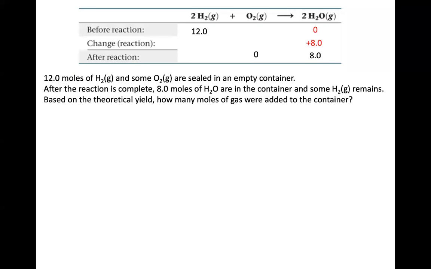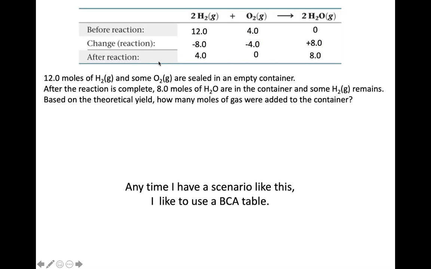Now I'm in business, because as soon as I have one value in the change line, I can look to the coefficients and get the other values. 8 to 4 to 8 is the same as 2 to 1 to 2. You could set up proportions for all of those, but I'm using one value on the change line to get to the other values, and then I can fill in the rest of the table from there. If I have a scenario like this, I'm definitely going to favor using a BCA table.